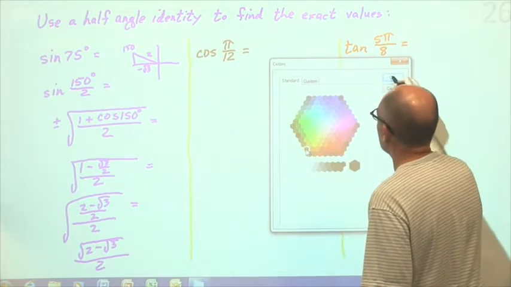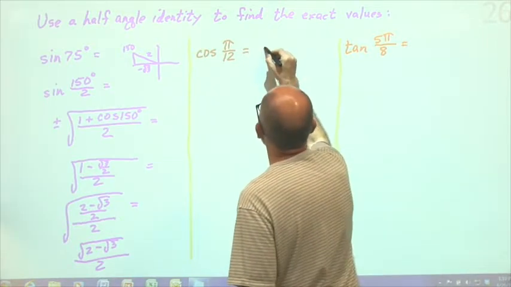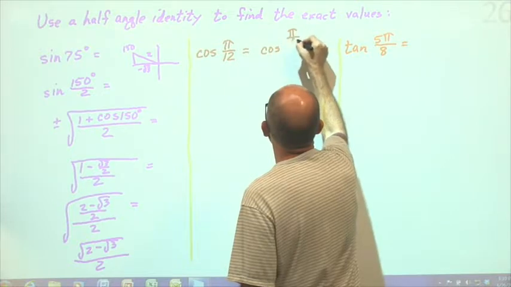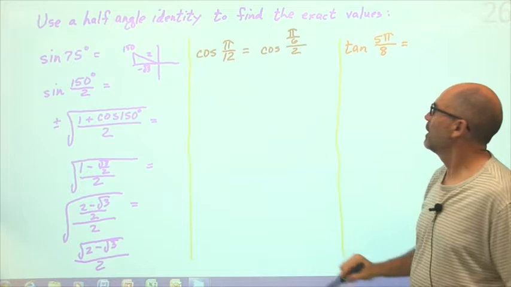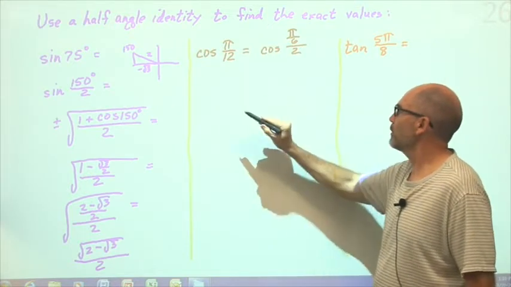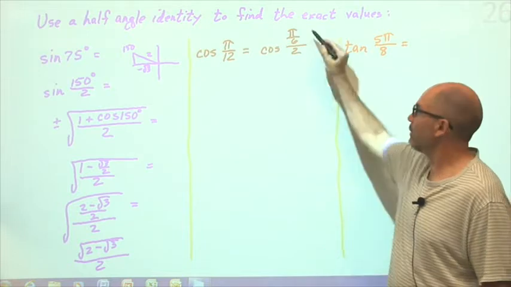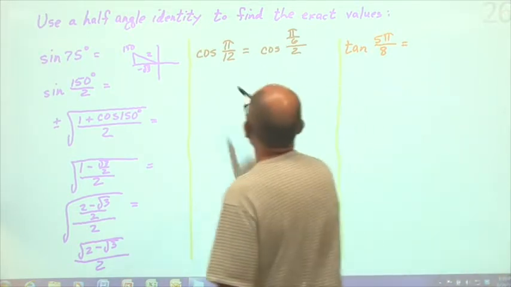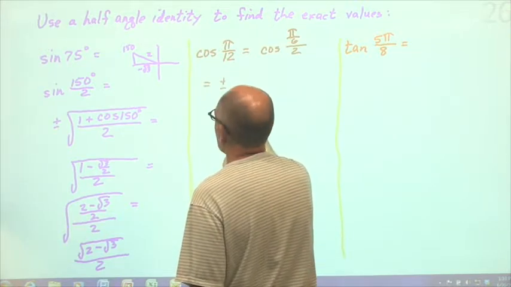Okay, so cosine of pi over 12 is going to be cosine of pi over 6 over 2. We don't know what cosine of pi over 12 is, but we do know what cosine of pi over 6 is. And pi over 6 over 2 is pi over 12. So we plug this in the identity, and so it's going to be plus or minus.